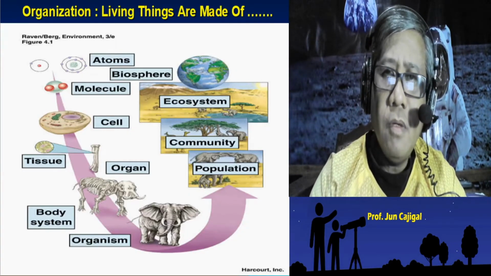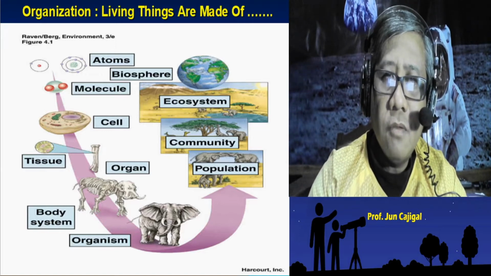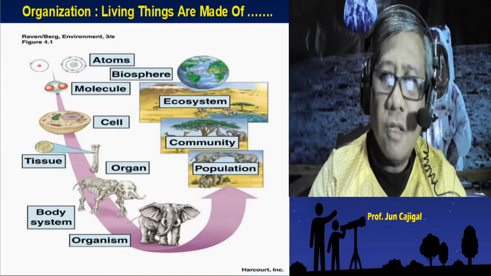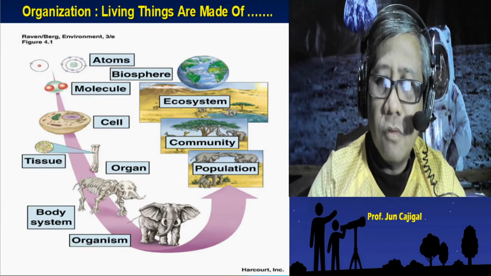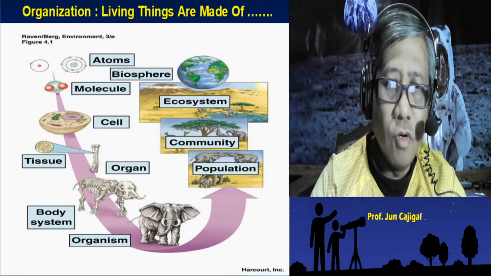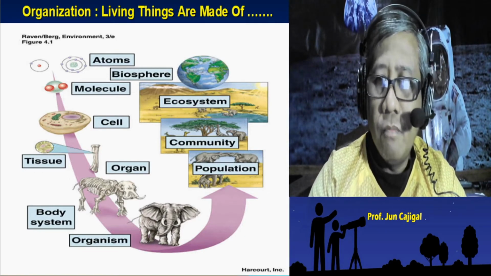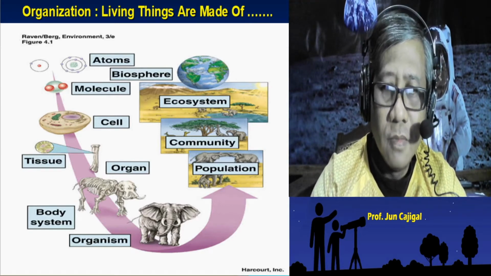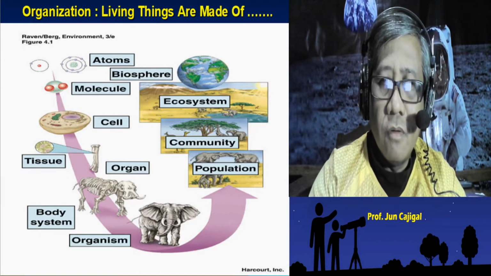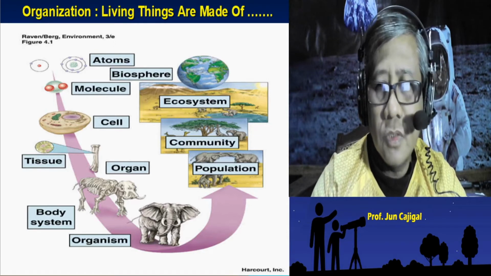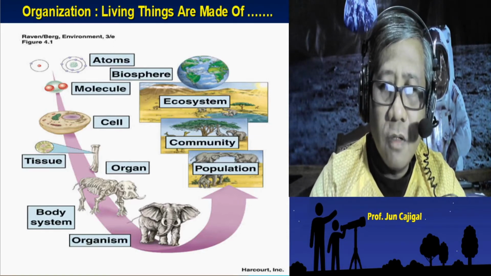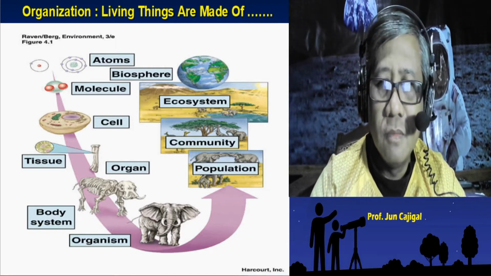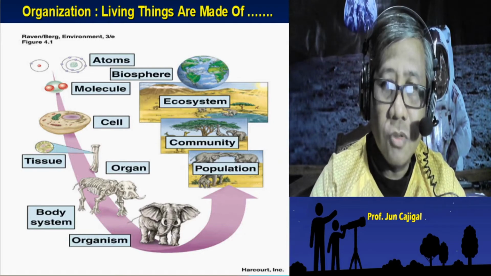Now what do we mean by organization? When we say organization, it simply means that living things are made of atoms, and atoms bond to form molecules. Molecules combine to form organelles, then organelles make up the living cell. Cells with the same function form tissues. Tissues that perform similar functions form organs, and different organs form body systems. So that's what we meant by organization.